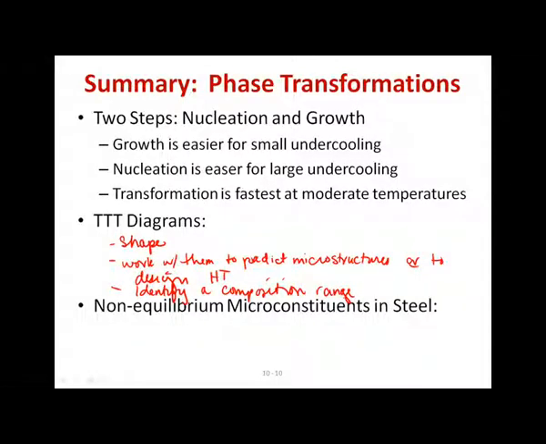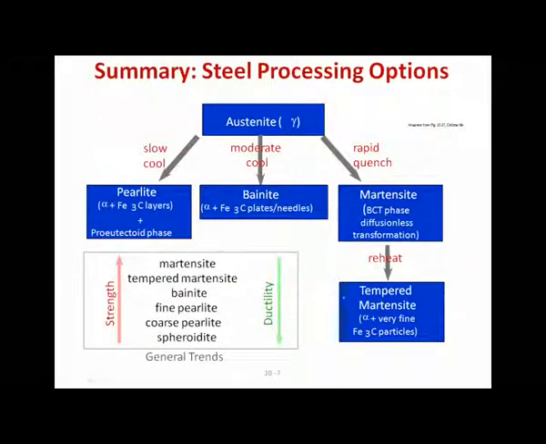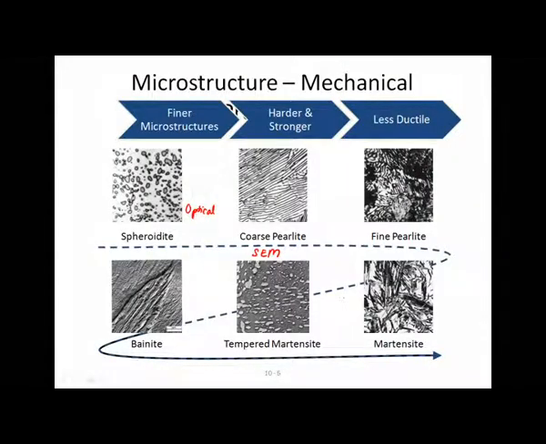For non-equilibrium microconstituents in steel, two big charts are this one, where you get the processing options, and this one, where you get the arrangement of mechanical properties. And for all of these, we're trading strength for ductility and vice versa. Why does that hold true for all of these? What if I had an aluminum alloy? Where would it fit in here? That would be comparing apples to oranges. Why is this comparing apples to apples in terms of this strength to ductility trade-off?